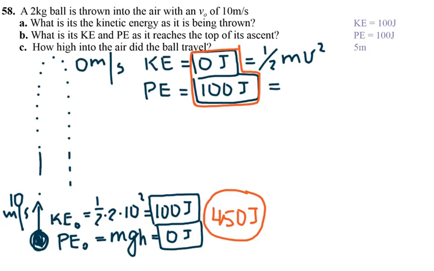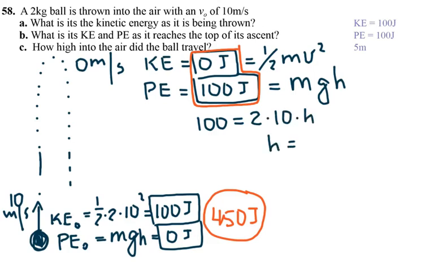And if I use the formula mgh, I can find the height it went to. So I have 100, the mass, g, and h. From here I see that the height it went to is 5 meters.